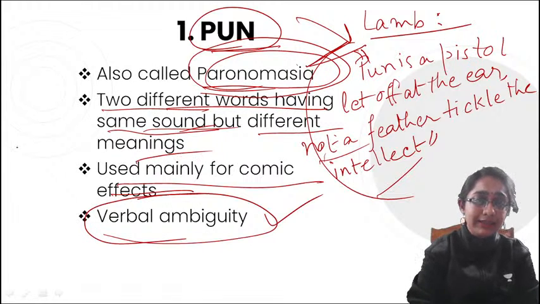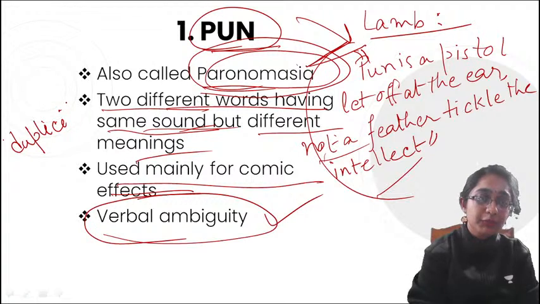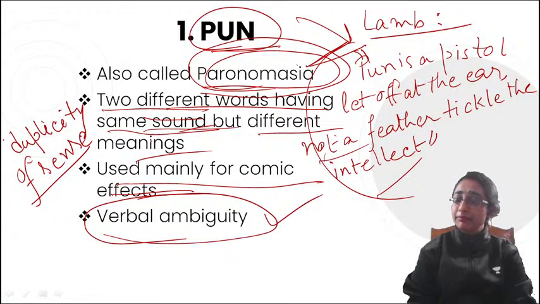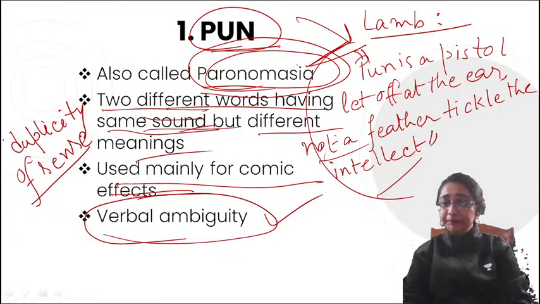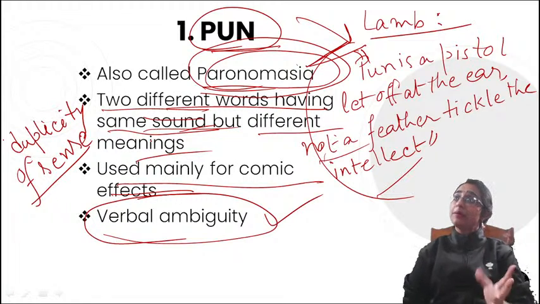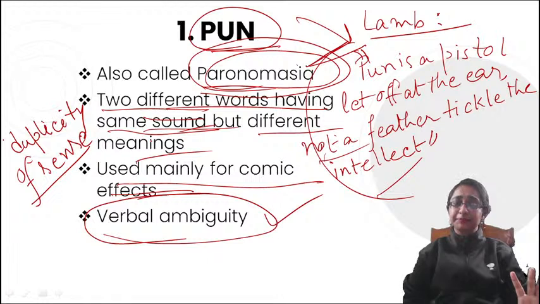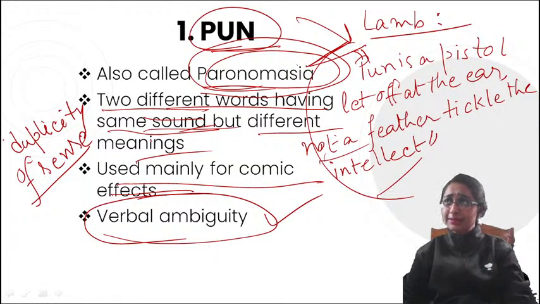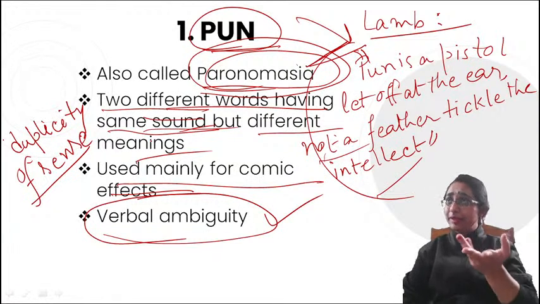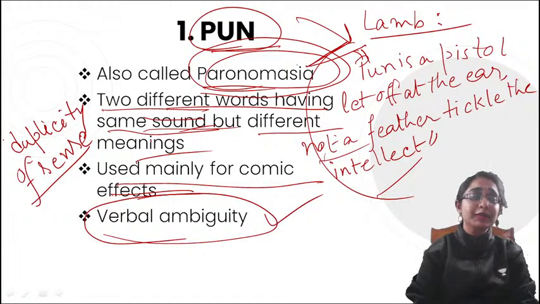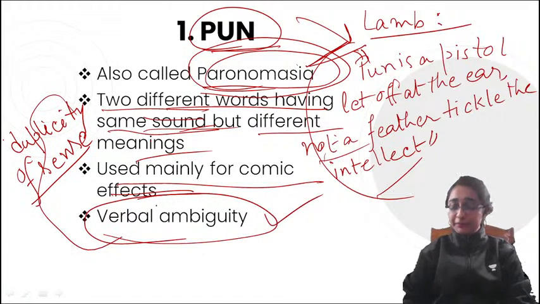And another thing is that there is a duplicity of sense. So remember this keyword, duplicity of sense. Why duplicity of sense? Because the sounds are same, the pronunciation is same. That is why duplicity of sense is there. That means the word which means something, we can guess something else hearing the pronunciation. It will be clear when I give you some examples.